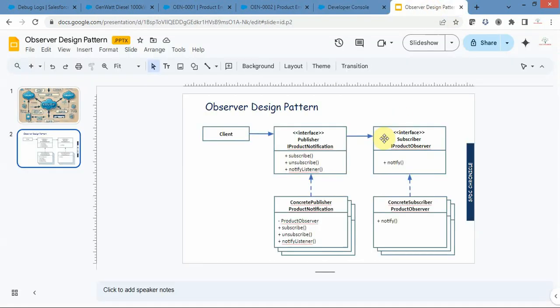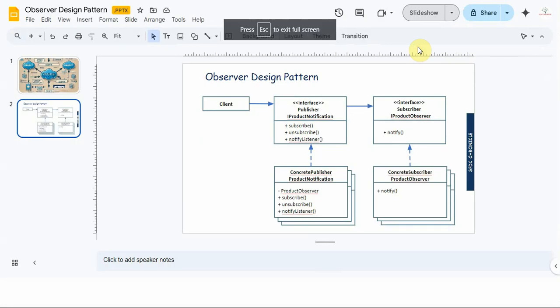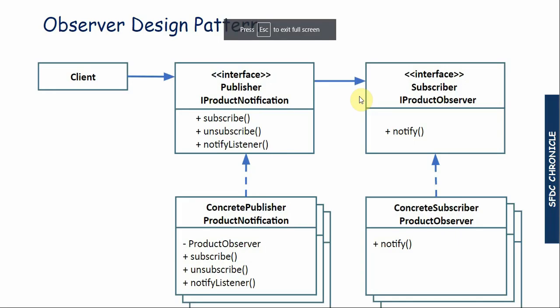Now, how the observer design pattern actually works, let me show it in this one. So the client, in our case, is the trigger. You can use anything as a client. In our case, it will only be able to see the publisher, the one that I have shown you, the subject or the publisher. Only that one it is able to see, and the concrete publisher, in our case, is product notification, and the publisher is IProduct notification, that is the interface. We just define subscribe, unsubscribe and notify listener, and the concrete publisher will implement all the logic.